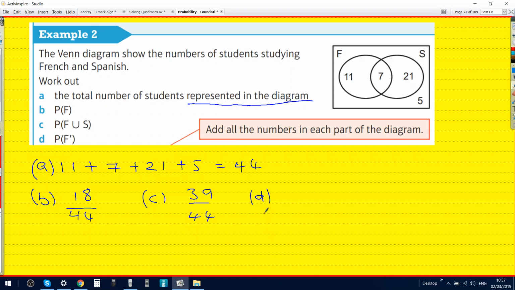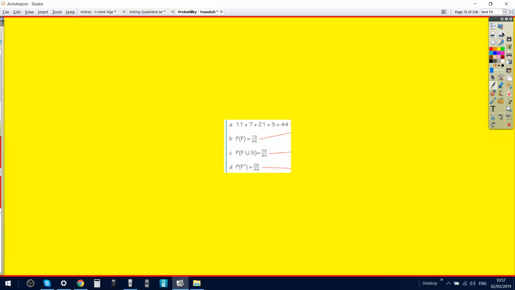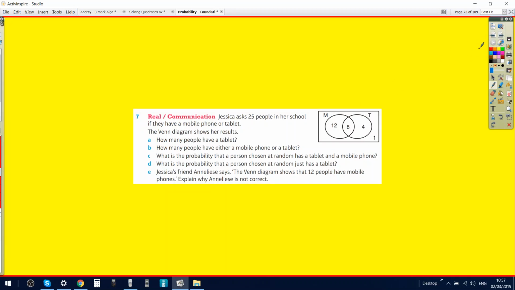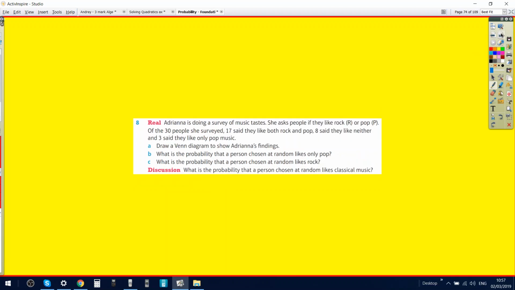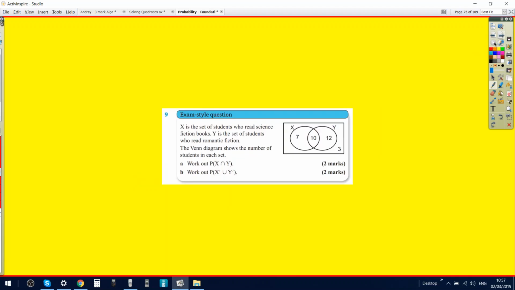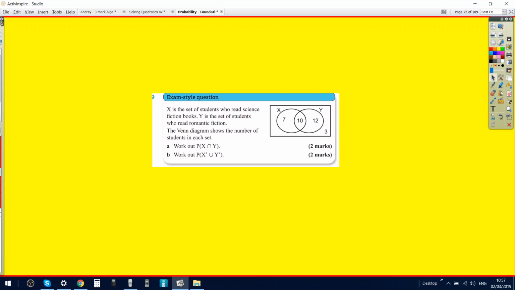And D, probability of not being F, sorry. So, is it 21? No, sorry, 26 over 44. Brilliant. Well done. So that's using those things. 26. That looks similar. Let me just see. Okay, we'll go to the exam question.